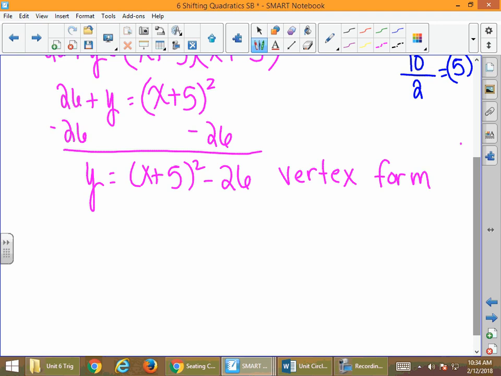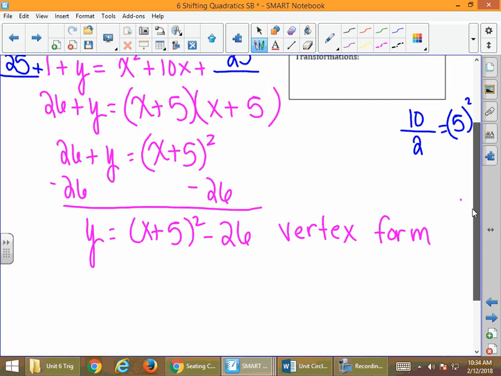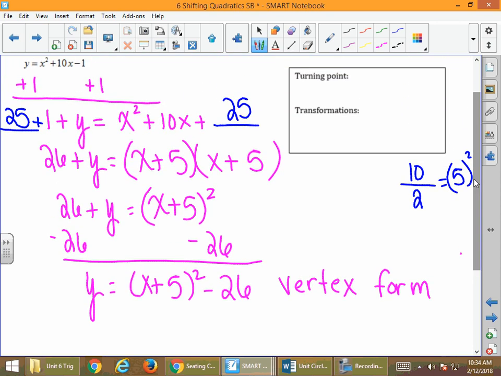But what we ask for in the box here isn't the vertex form, but the turning point. And again, the turning point is also known as the vertex. Well, our turning point, same thing that we just did. Change the sign, keep the sign. Change the sign on the 5. Keep the sign on the 26. There's our turning point.